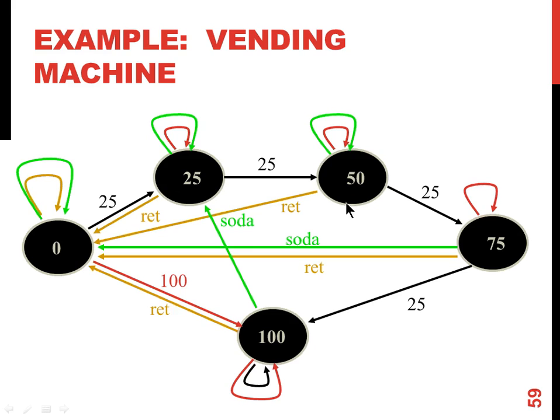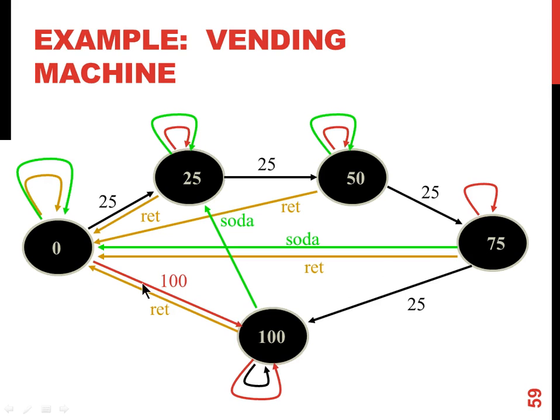Every state will return the money and go back to the idle state in case I cancel the operation. So for some reason, the user deposited 25 cents and cancels the operation. I move back to the 0 state and return the deposited amount. Go to 50 cents. At that point, the user cancelled the operation. I have to give the money back to the user and go back to the idle state.